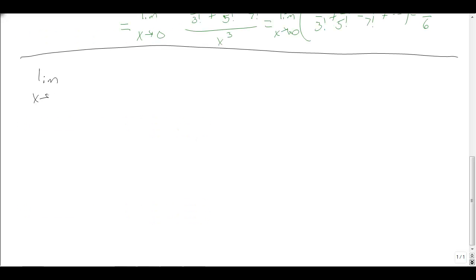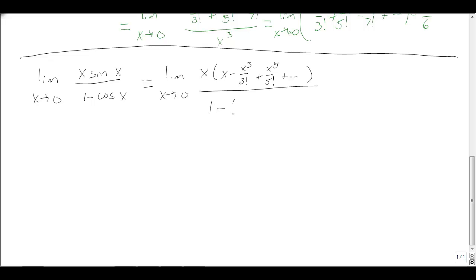So the limit as x goes to 0 of x times sine x over 1 minus cosine x. The series for sine x is x minus x cubed over 3 factorial plus x to the 5th over 5 factorial plus some stuff. 1 minus cosine x is 1 minus, not 1 plus, x squared over 2 factorial plus x to the 4th over 4 factorial minus x to the 6th over 6 factorial plus some stuff.